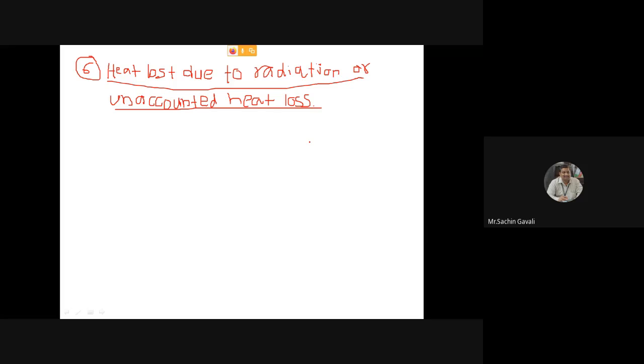There, T-H-E-R-E, don't write T-H-E-I-R. There is no specific formula to calculate the heat loss due to radiation.